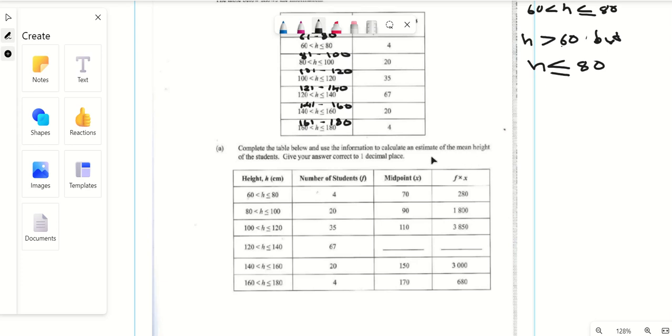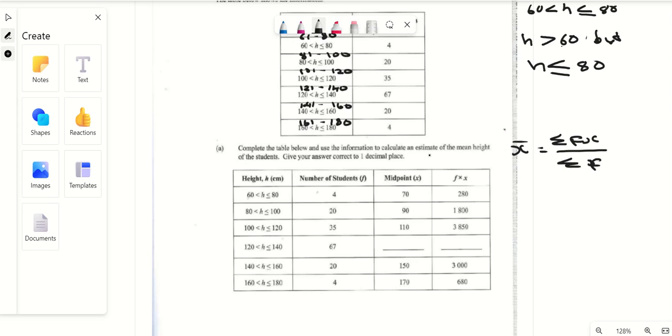Now, remember mean, and the next word for mean is average, right? And we know that our formula for average was x bar is equal to the summation of f of x, all over the summation of f. And we saw f is the number of students and f of x is equal to this, right? Now we want to find the midpoint.